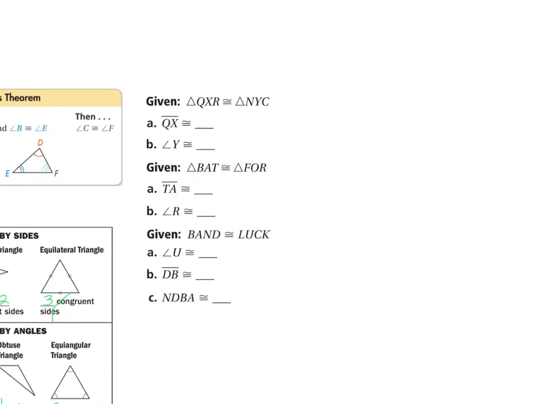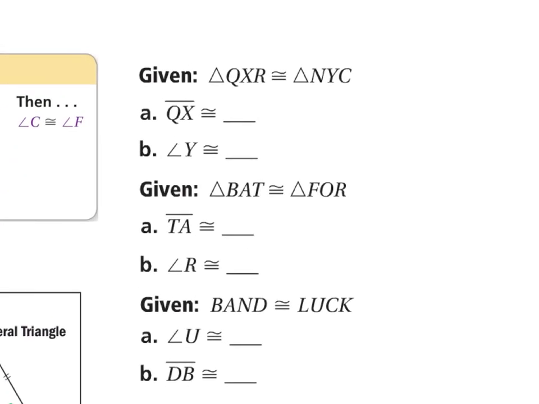Okay, so now let's do this. And so if you want, you can draw a triangle. It's not necessary on this. So QX is going to be congruent to the first letter and the second letter. So that would be segment NY. Literally, that's it. Okay, the next one, angle Y. Angle Y is in the middle, so it is congruent to angle X because it's also in the middle. That's all.